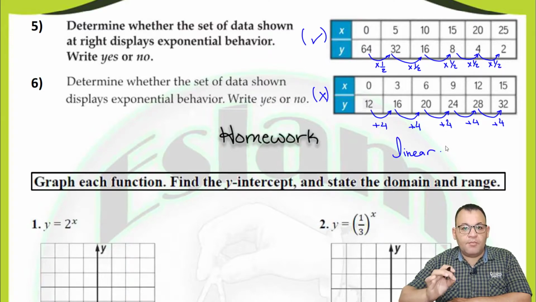So if you add the same number each time, it will be a linear relation. If you multiply by the same number each time, it will be an exponential relation. And that's all about the lesson of today.